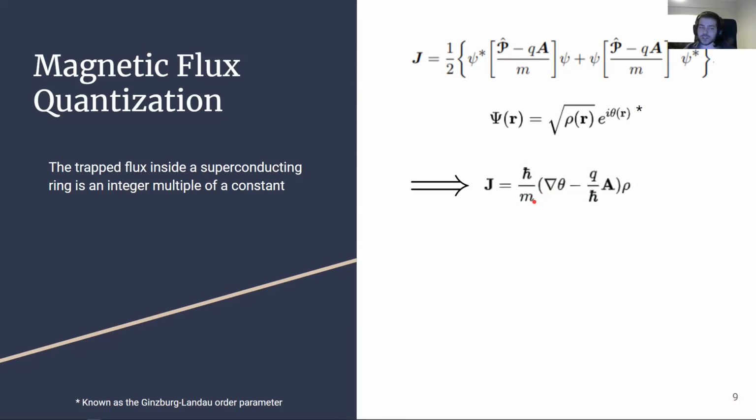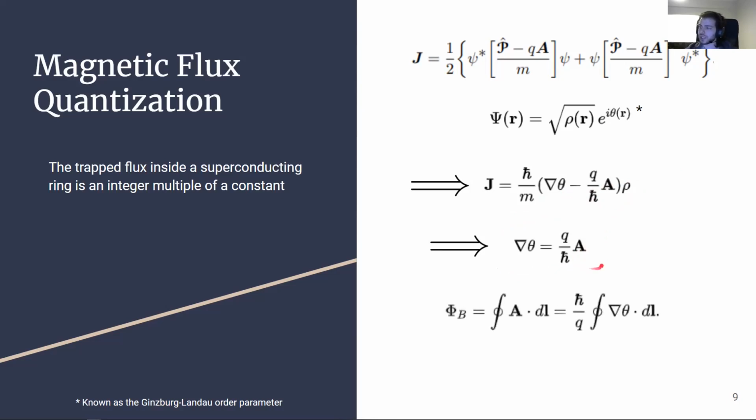But inside the superconductor, we know that the current is zero. So what we would have is a relation between the divergence, or the change of the phase, and the magnetic vector potential. This is a good relation, and we will actually use it when we talk about the applications of the Josephson junctions.